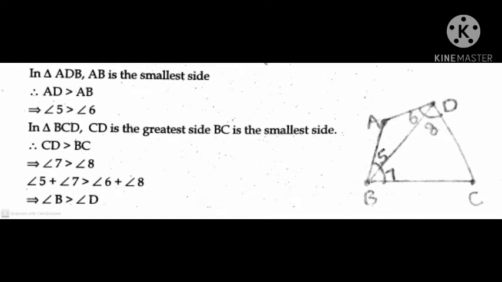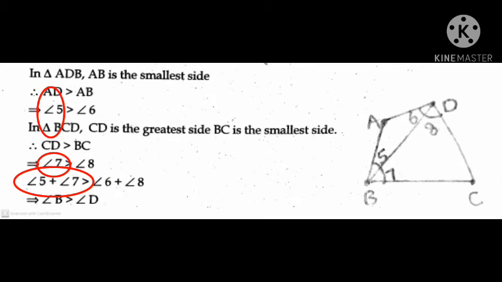In triangle BCD, CD is the greatest side and BC is the smallest side. So, CD is greater than BC. Observe the picture. Opposite to CD, angle 7 is there, and opposite to BC, angle 8 is there. So, angle 7 is greater than angle 8.